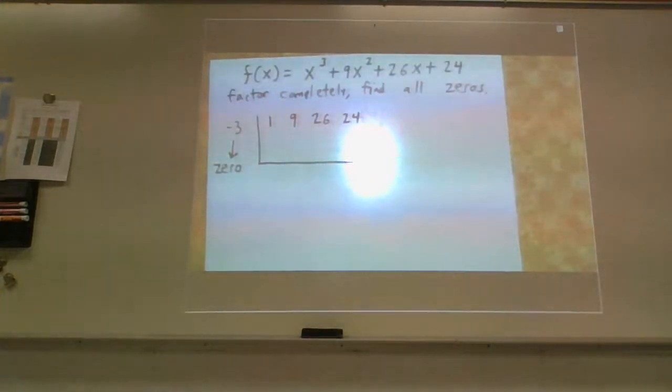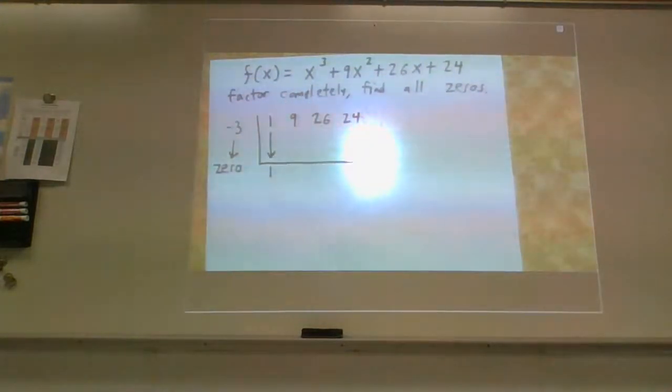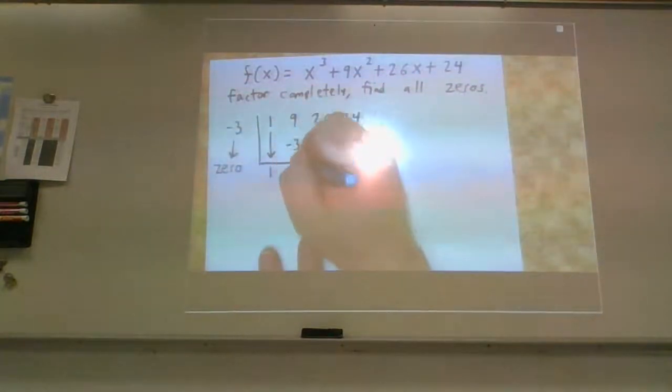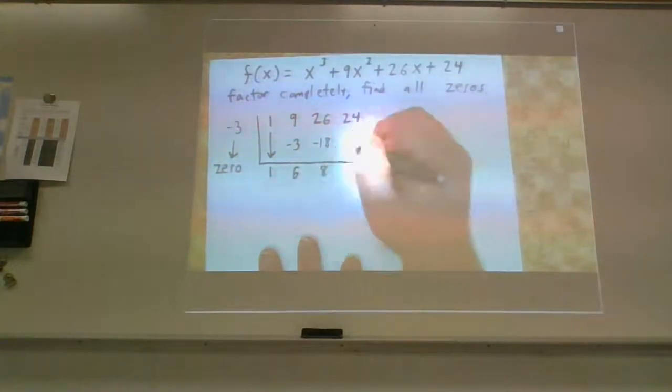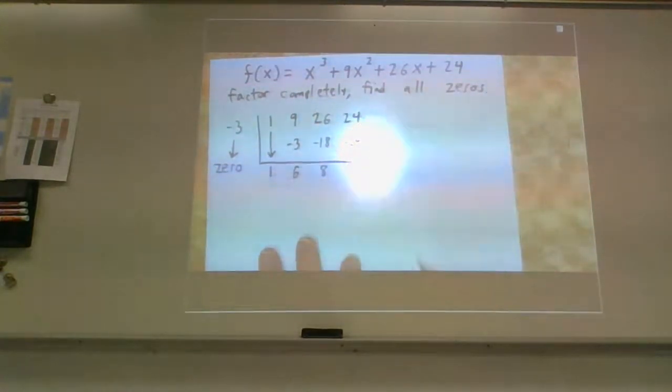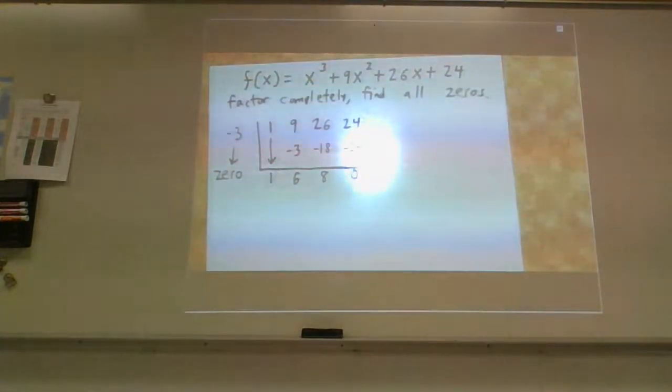-3 is the possible 0 of the function. The 1 comes straight down. I multiply. I add. I multiply. I add. I multiply. I add. Having that 0 there proves that I have found the correct 0. Now, I haven't found all of the zeros. I've just found one of the zeros. I need to continue with this process.